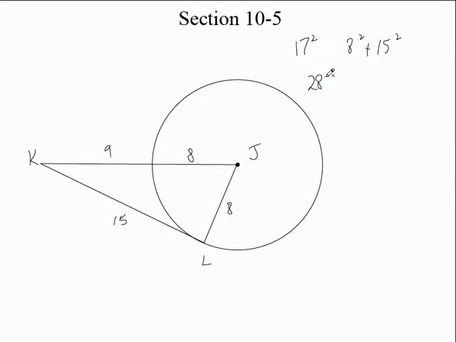This is 289. If you do the math here, that's 289. They're equal to each other. If they're equal to each other, what's true about this triangle? It's a right triangle, which means it's perpendicular, which means, guess what? KL is a tangent. Exactly right. And that's all they're asking. Is KL a tangent to the circle at the radius at that point right there? Yes, it is.